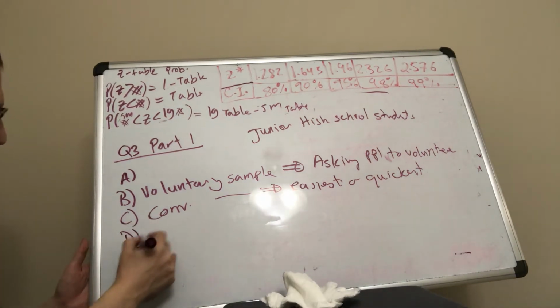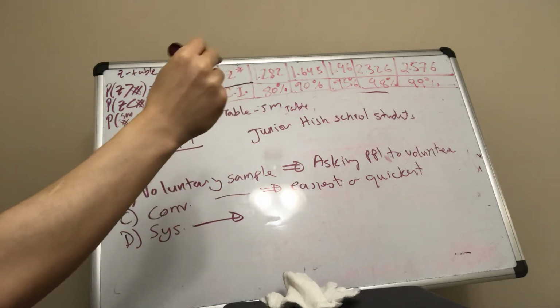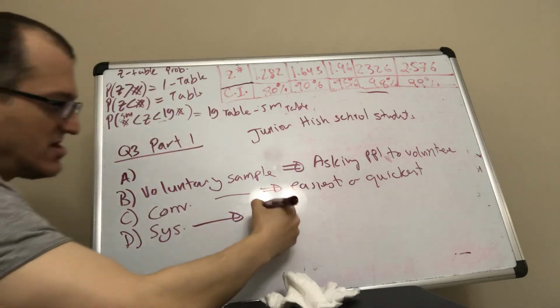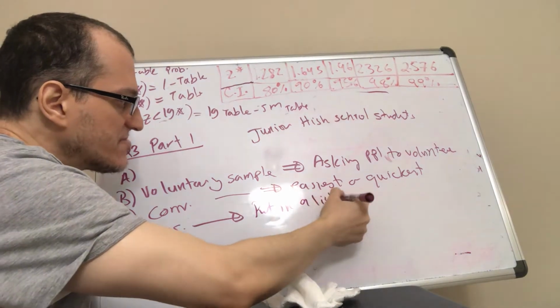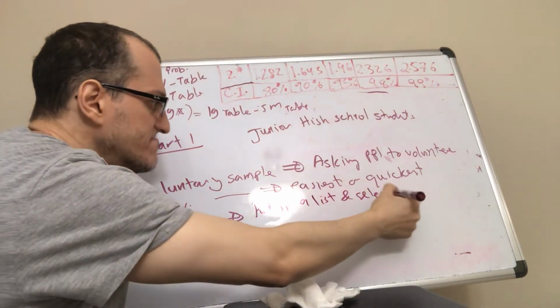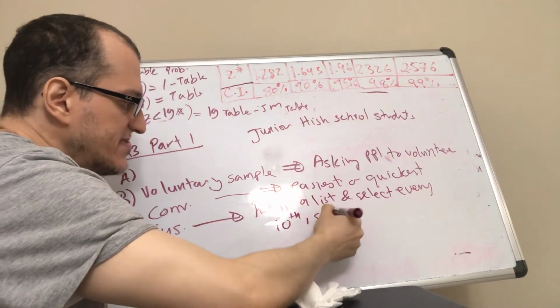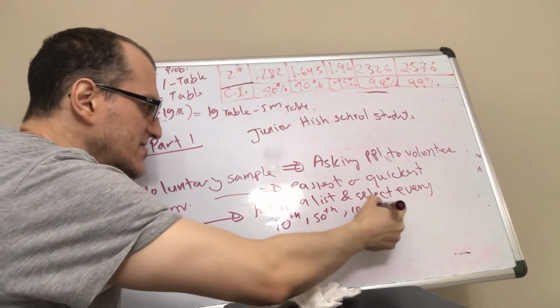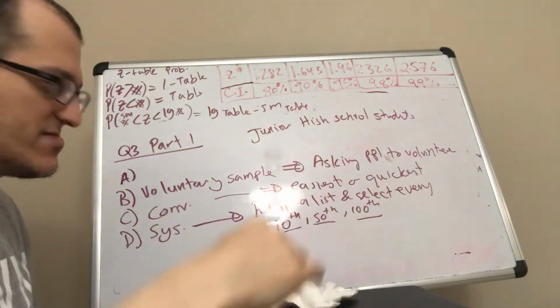Systematic. Systematic is when you put the information in a certain system. For example, you put the names in Excel and you decide to select every 10th name. So put in a list and select every, say, 10th name, 50th name, 100th name, anything that indicates that you're going to put them in order and select every 10th name. That's called systematic.